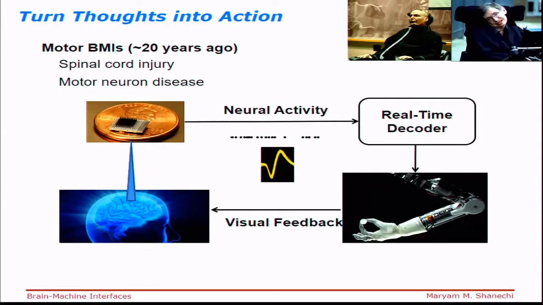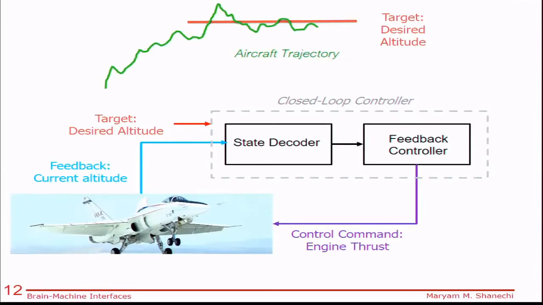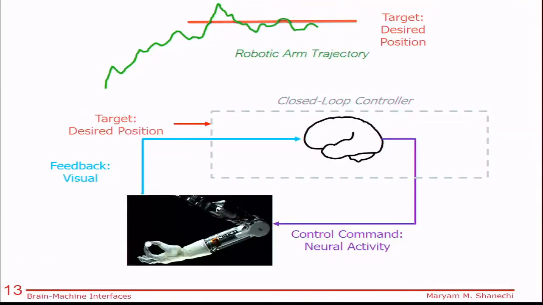Now, if you go back to engineering systems, if you think about flying an airplane, what a closed-loop autopilot does is, let's say, trying to take the aircraft to a particular desired altitude, and it does that using a closed-loop controller by knowing where the current altitude is, where the desired target is, looking at that error signal, and then sending a control command in the form of an engine thrust to get you to the desired altitude. And this is exactly what we are trying to do with the brain-machine interface, except that here, the controller is the brain, the thing to be controlled is the prosthetic, the control command is the neural activity, and the feedback, say, is the visual feedback.